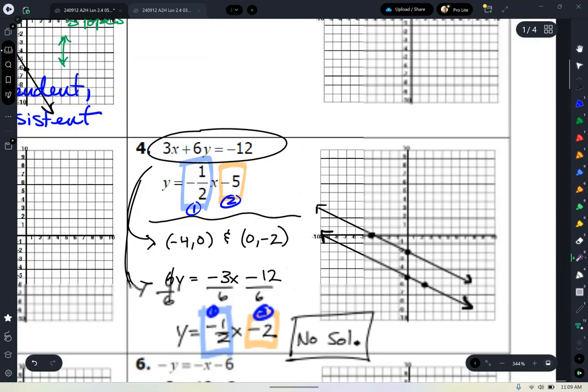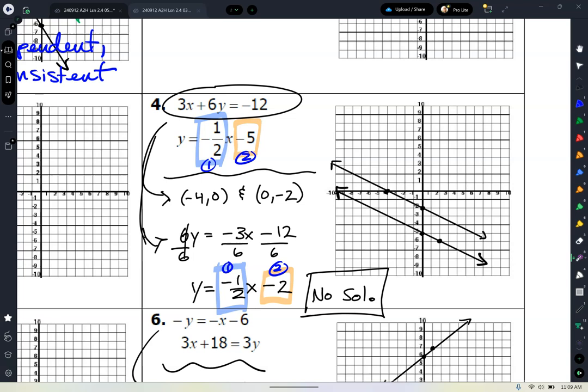Okay, let's talk about this one. Any guesses? Same. Okay, so we've observed that this has the same slope, different y-intercepts. What do you think we might call this one? It's in the same vibe.